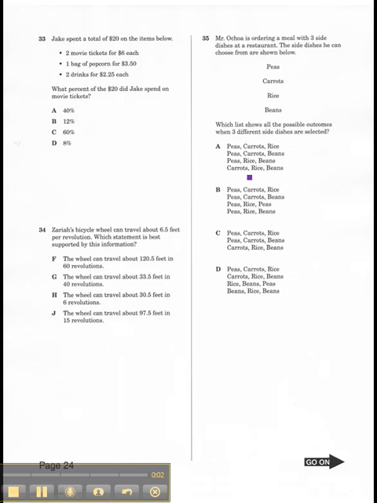Problem 33. Jake spent a total of $20 on the items below. 2 movie tickets for $6 each, that'd be a total of $12. 1 bag of popcorn for $3.50. And 2 drinks for $2.25 each.